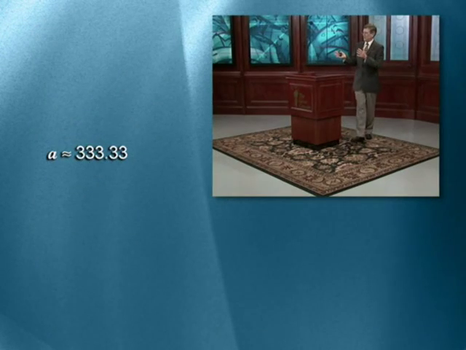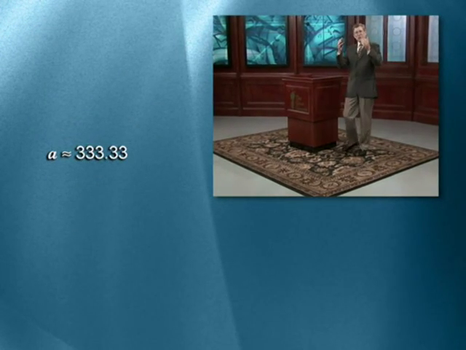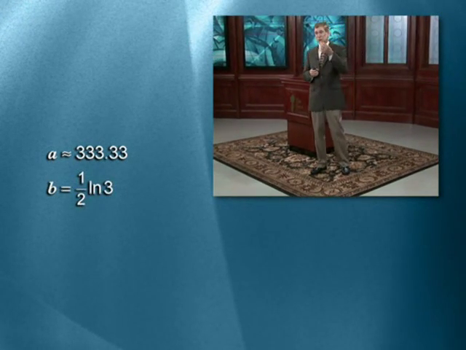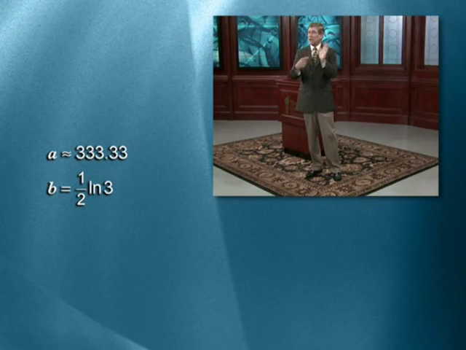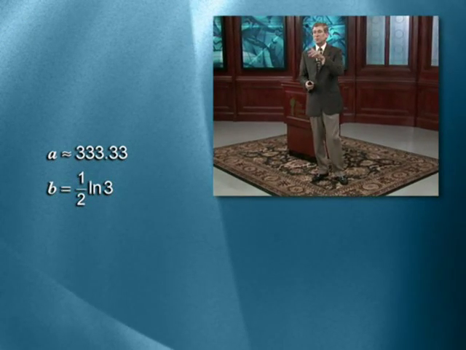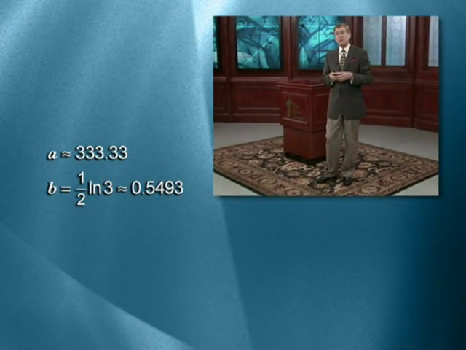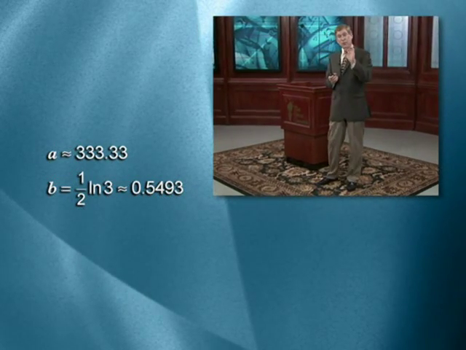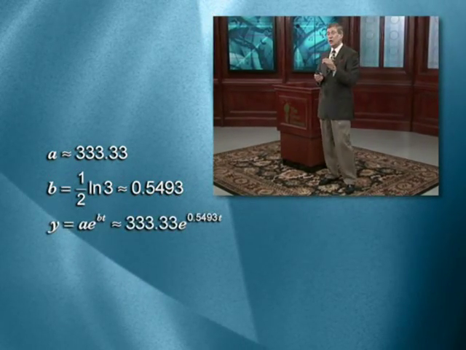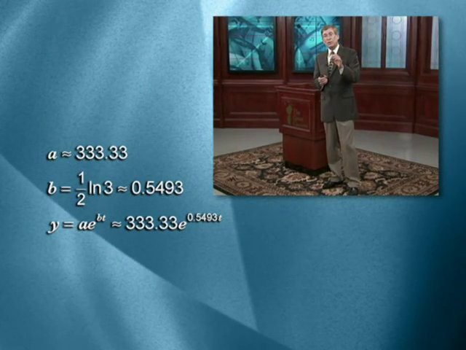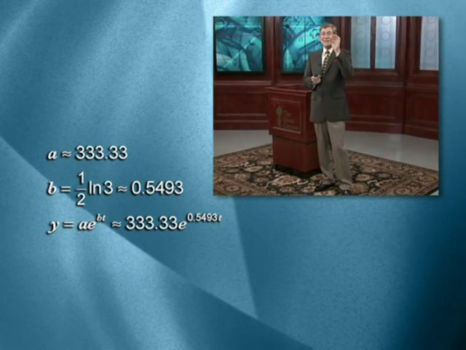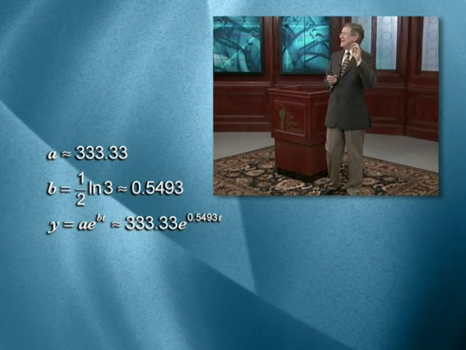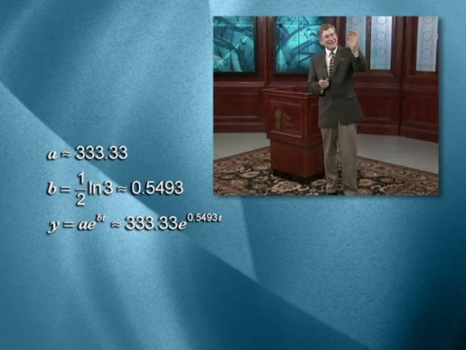Good. Here's our model now. We know the a value. It's 333.33. We know the b value. It's 1/2 log 3, which on my calculator tells me it's about 0.5493. So my exponential model for this situation is 333.33 times e to the power 0.5493t.